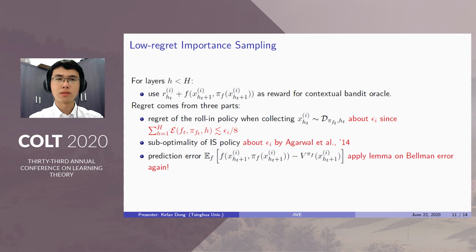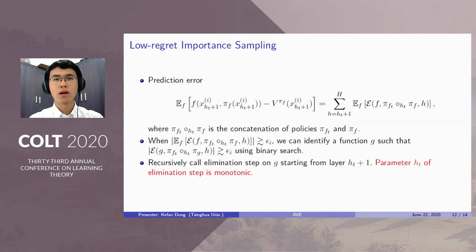The third part is the prediction error. This part comes from the fact that we only use the function value as a surrogate reward for the contextual bandit oracle. And the true reward when executing the policy might not be as large as the function value. But the form of this error is very much like the policy decomposition lemma. So we can use the lemma again. The prediction error equals the expected Bellman error with respect to a concatenated roll-in policy.